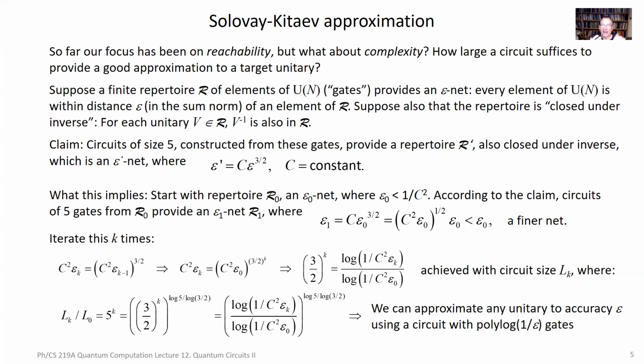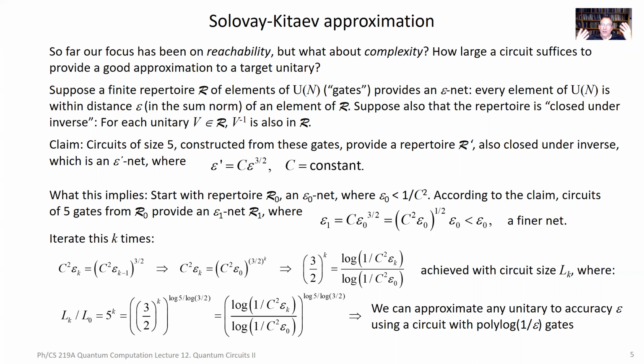And then we can start making circuits out of the H and T gates. And the inverses of all of them will be in our repertoire, since the inverses of T and H are in the repertoire. And now I've got R, and it's an epsilon net. And now I want to build circuits out of the elements of R, which give me a finer net, a better approximation to any element of the unitary group. And so I claim the following thing, that it just takes circuits of size 5, constructed from the gates in the original repertoire, R.